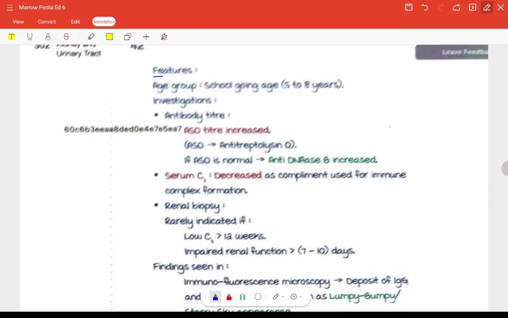Features, age group is school going children. It will affect 5 to 8 years. Investigations, there we can do the antibody titer, in which the ASO titer is increased in glomerulonephritis. ASO is anti-streptolysin O. If ASO is normal, then anti-DNase B will be increased. Okay, so what we saw was there will be antibody titer increase, ASO and or anti-DNase B increase.